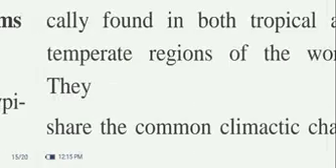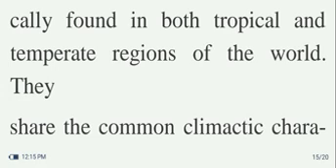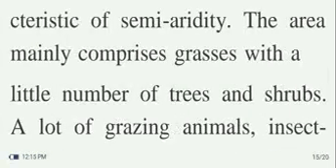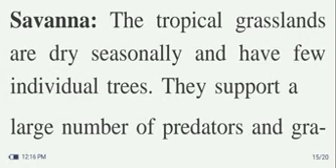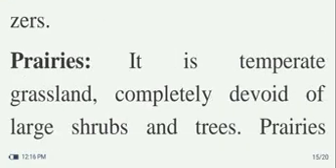Grassland ecosystem. Grassland ecosystems are typically found in both tropical and temperate regions of the world. They share the common climatic characteristic of semi-aridity. The area mainly comprises grasses with a small number of trees and shrubs. A lot of grazing animals, insectivores, and herbivores inhabit the grasslands. The two main types of grassland ecosystems are savanna. The tropical grasslands are dry seasonally and have a few individual trees. They support a large number of predators and grazers.